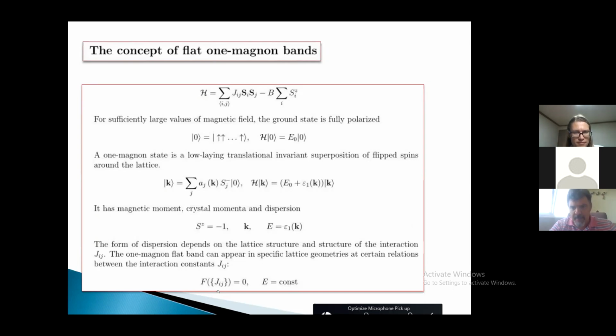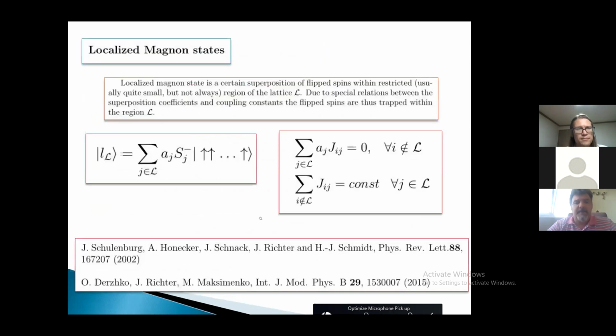The magnon states corresponding to the flat band are localized within some small region of the lattice of a few sites, which we can call a magnon trap. These are the general conditions for the parameters of the superposition around this trap and the exchange constants of the Hamiltonian. This concept was introduced in 2002 in this seminal paper.